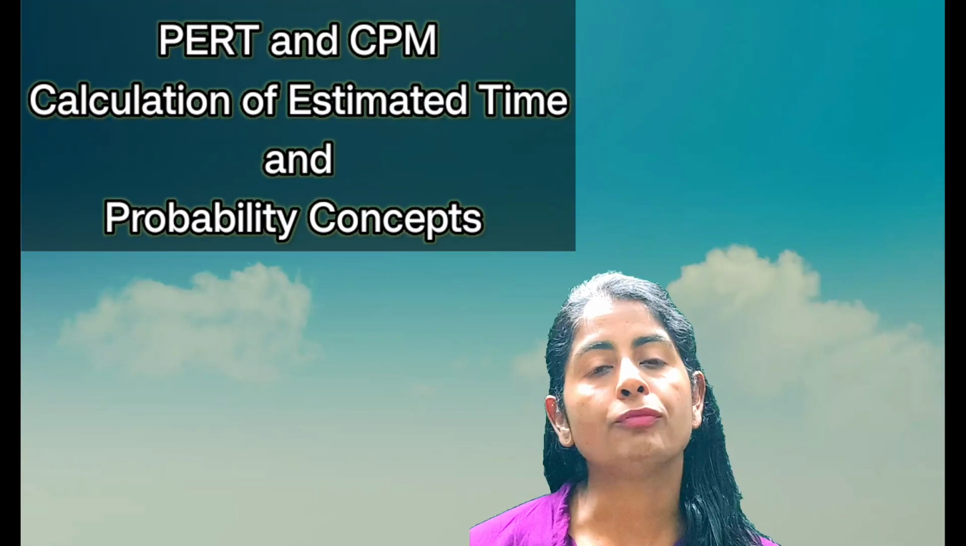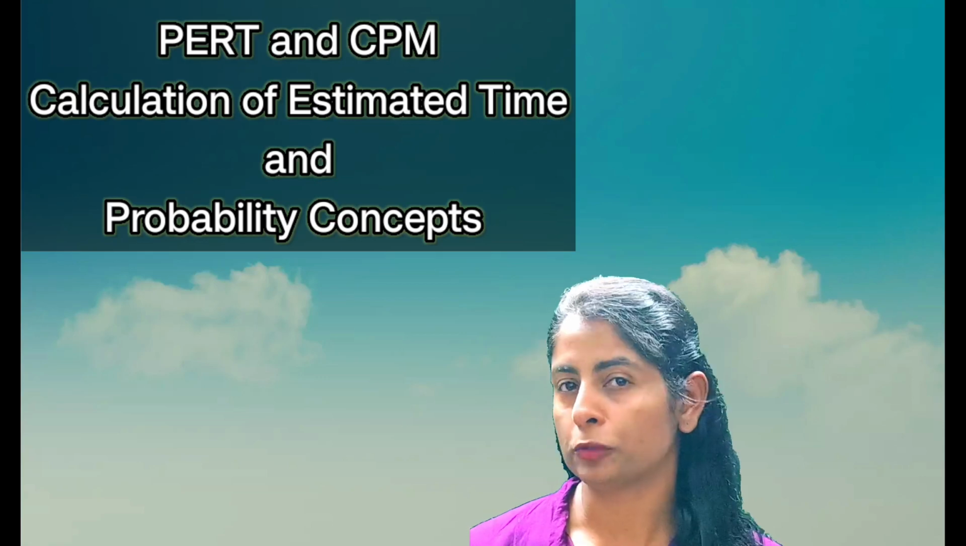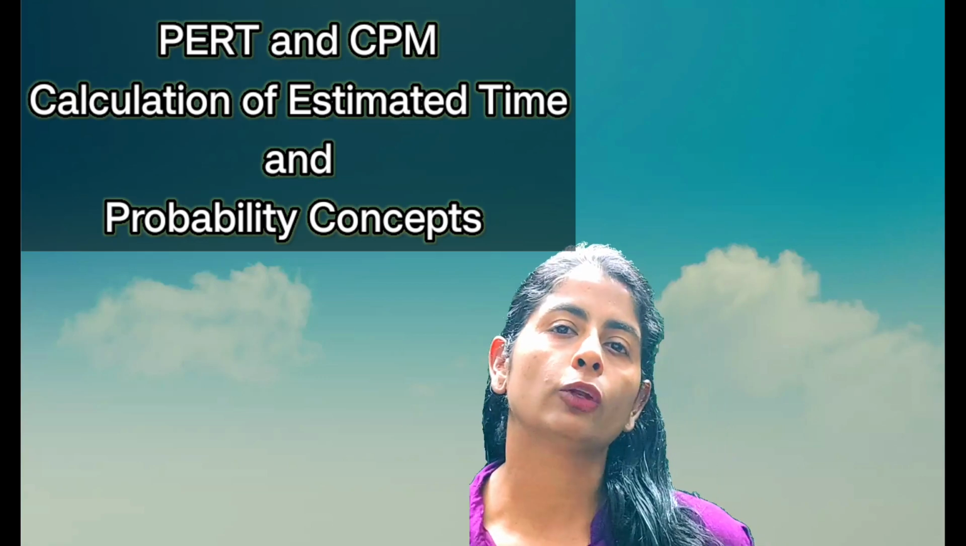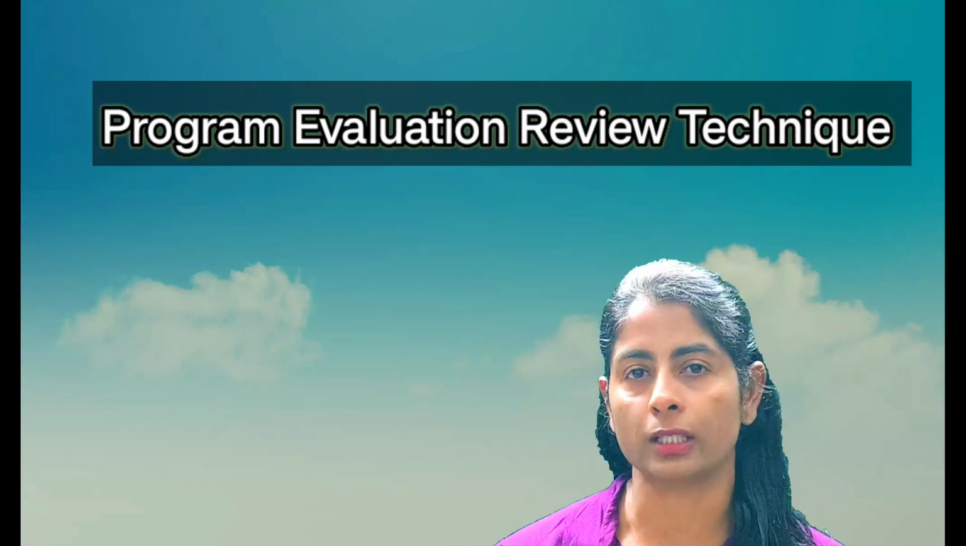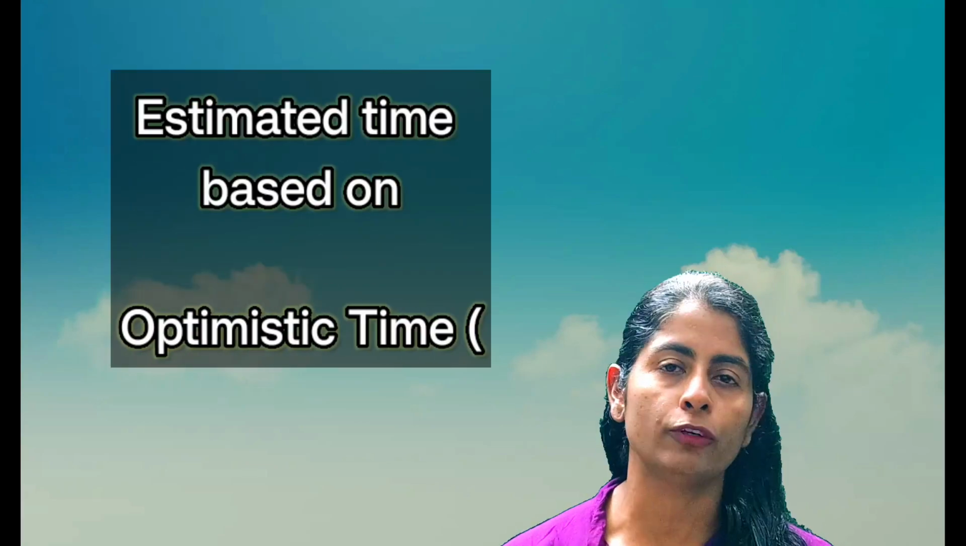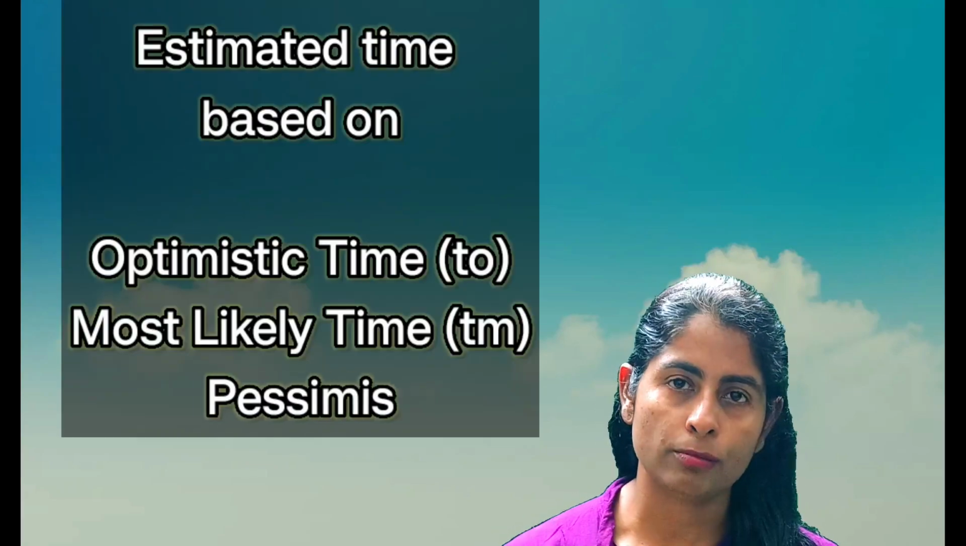Hi friends, after the calculation of critical path method, that is CPM, now we are going to move ahead towards PERT, that is Program Evaluation Review Technique. In this we will be learning the calculation of estimated time. First of all, how to calculate the estimated time.